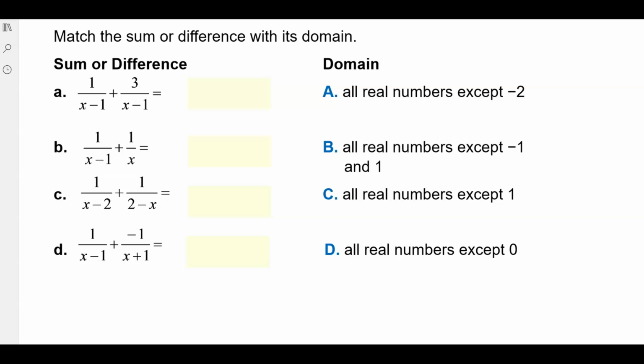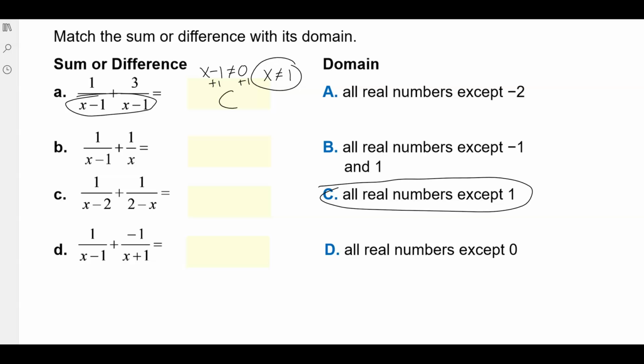So 1 over x minus 1 plus 3 over x minus 1. So they have that common denominator. So remember from last time's assignment, we did excluded values. So remember, we would have x minus 1 cannot equal 0. We would add 1, where x cannot equal 1. So with rationals, when you have your excluded values, it can be all real numbers except your excluded value. So we're looking for our domain that says all real numbers except 1. And that would be C.